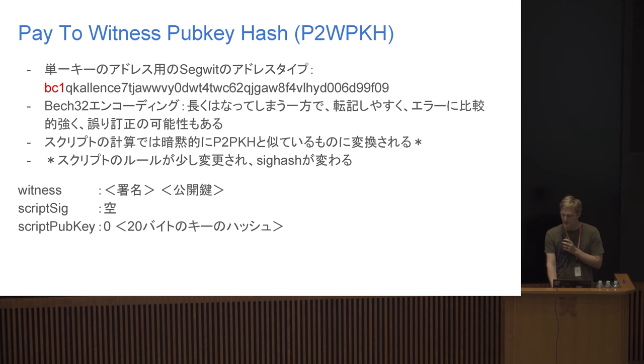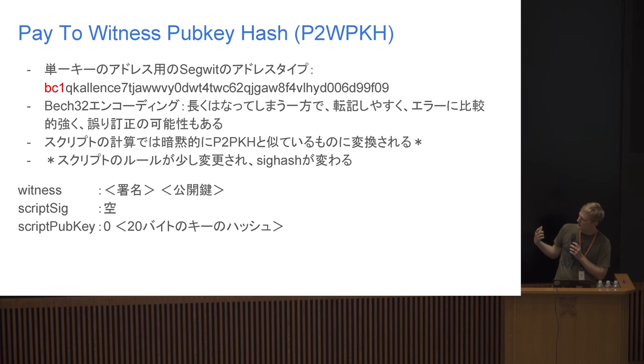Pay-to-witness-pubkey-hash is the consensus templated way of paying to a single pubkey. It has a Bech32 address, starts with bc1. It's longer than base58, but more robust to errors, and you can even do error correction potentially, though it's not recommended for addresses specifically. And during script evaluation, it's very simple here. You have the signature and pubkey in the witness, the script sig is empty, and the script pubkey is zero and the 20 byte key hash.